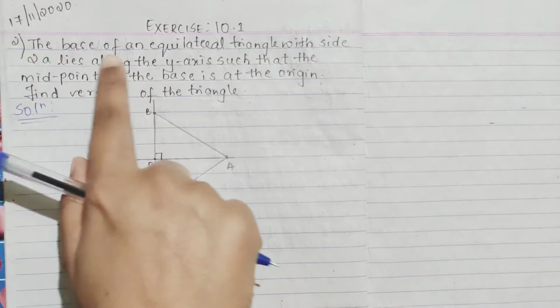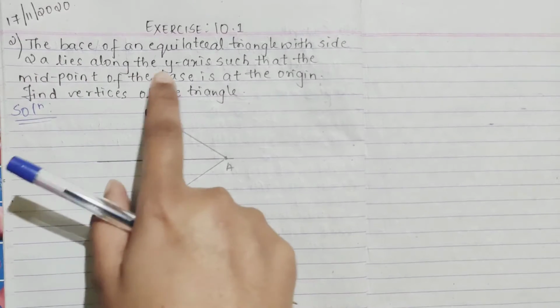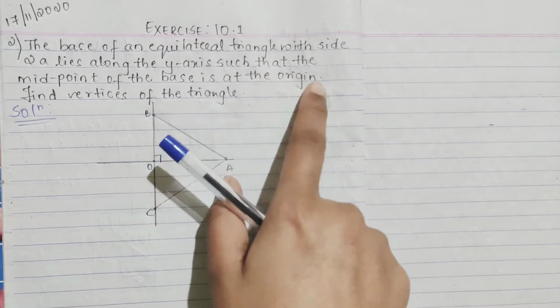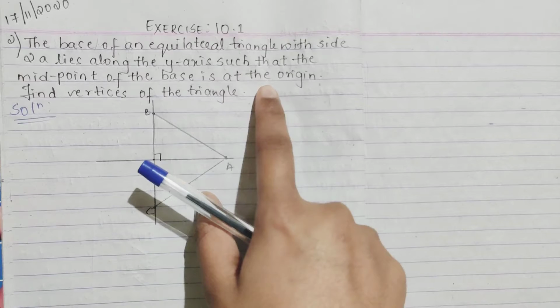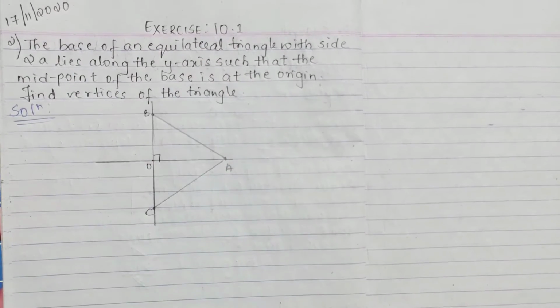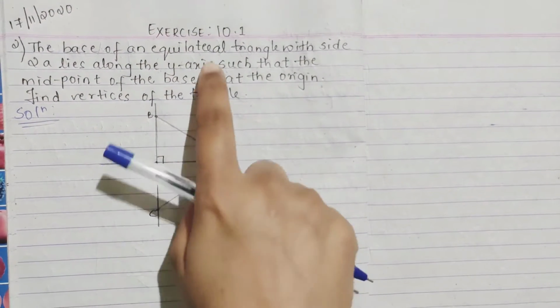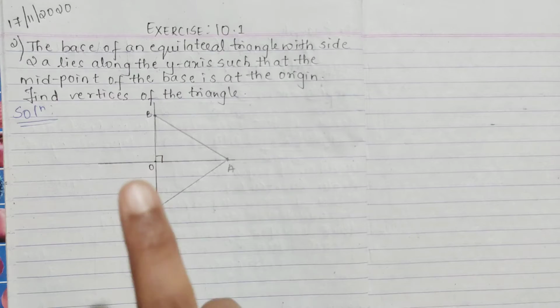So second one, the base of an equilateral triangle with side 2A lies along the y-axis such that the midpoint of the base is at the origin. Find vertices of a triangle. So they are telling an equilateral triangle. So I have taken equilateral triangle, and equilateral triangle means all sides will be equal, right?